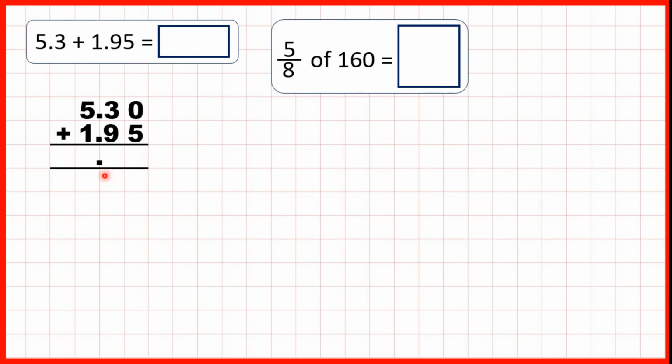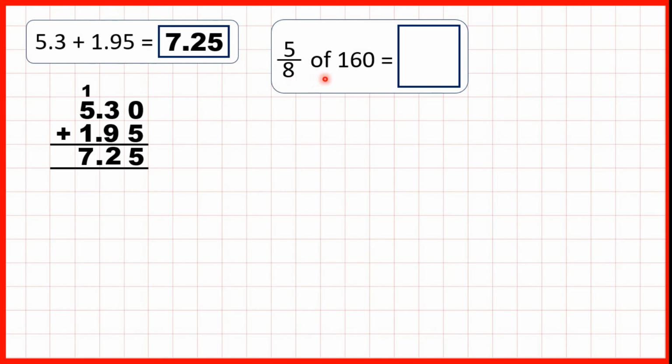Now we can just add as normal. So 0 plus 5 is 5, 3 plus 9 is 12, so 1, 2, and 1 plus 5 plus 1 is 7, so our answer is 7.25.